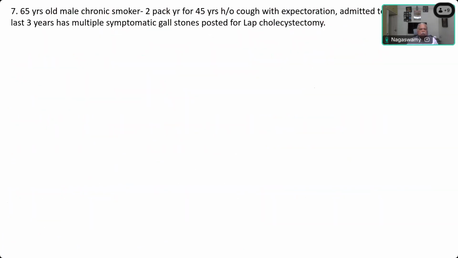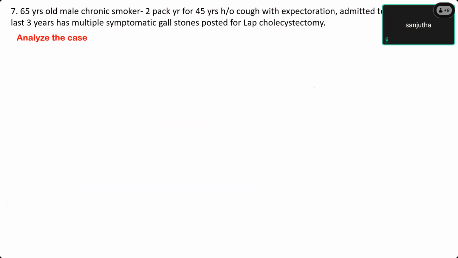Okay, right. A 65-year-old male, chronic smoker, 2 packs per day for 45 years, history of cough with expectoration, admitted to ICU 3 times in the last 3 years, has symptomatic gallstones posted for lap cholecystectomy. Analyze the case.